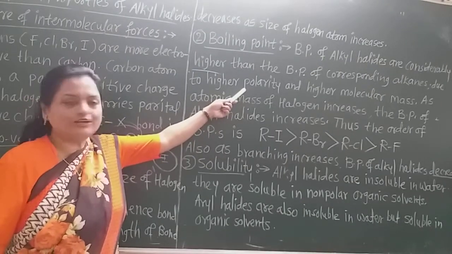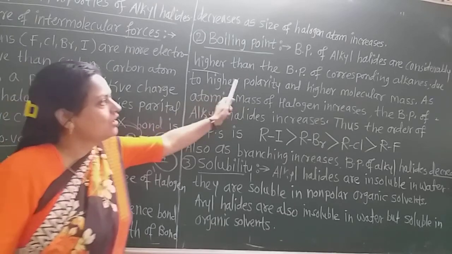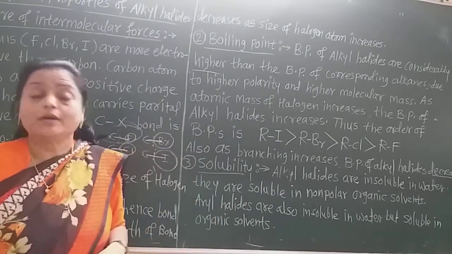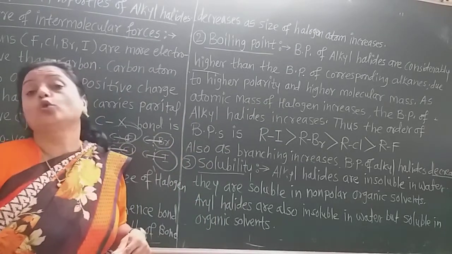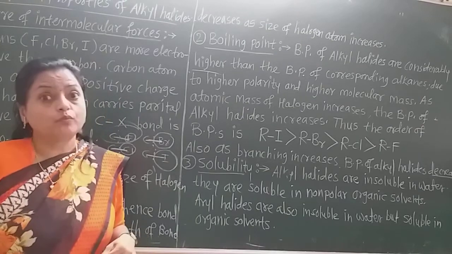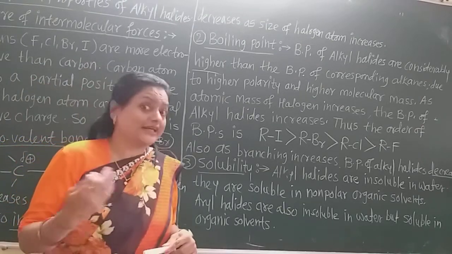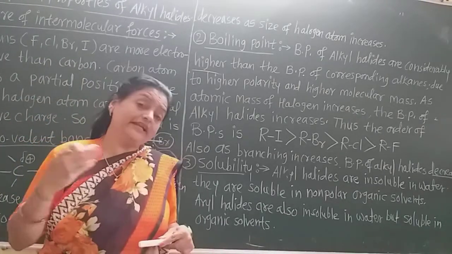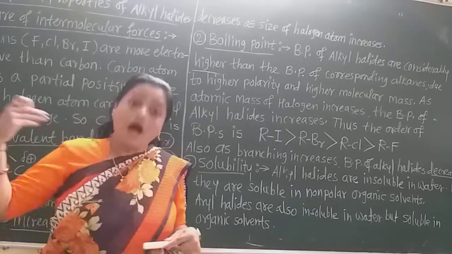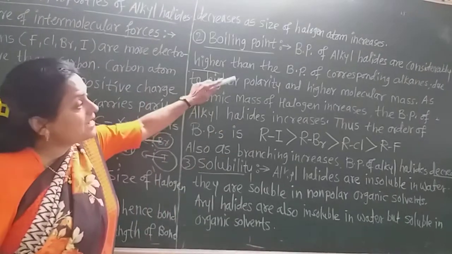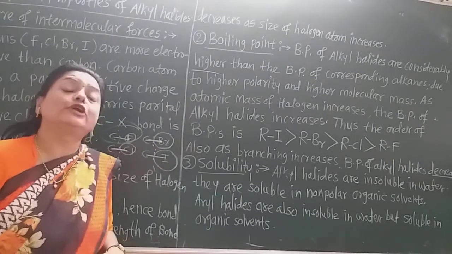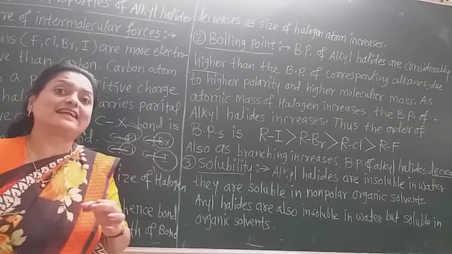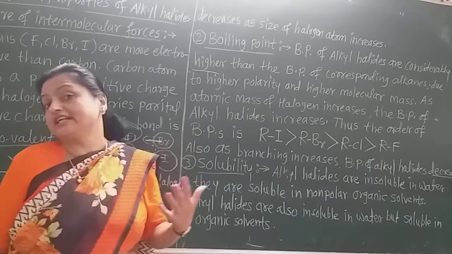Why do alkyl halides have a higher boiling point? Due to the higher polarity of alkyl halides, and they also have a higher molecular mass, because there are halogens such as chlorine, bromine, iodine. They have a larger molecular mass than hydrogen and carbon. In alkanes there are only carbon and hydrogen, but in alkyl halides there are carbon, hydrogen and halogen. So the molar masses are greater in alkyl halides than in alkanes, and definitely as the molar masses are greater, their boiling points are greater than the corresponding alkanes.